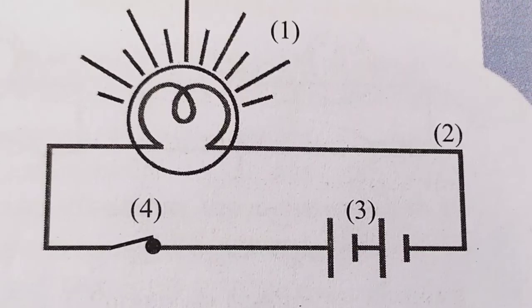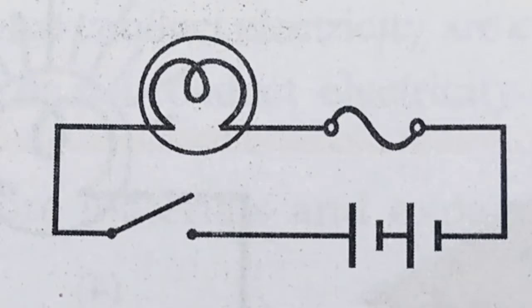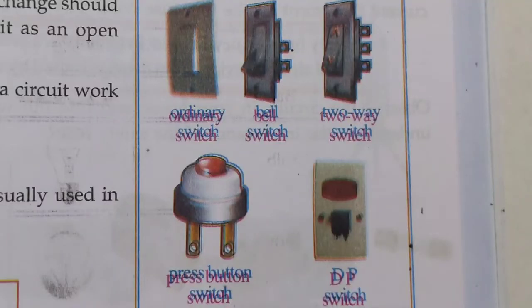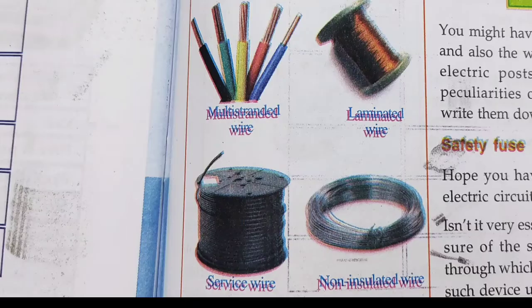We usually connect a switch in a circuit. Switch is a device used to control the current of electricity. When the switch is in the on mode, the circuit will be closed. And when the switch is in the off mode, the circuit will be open. Different types of switches are available in the market. Ordinary switches, bell switch, two-way switch, press button switch, DP switch, etc. are examples of different types of switches.